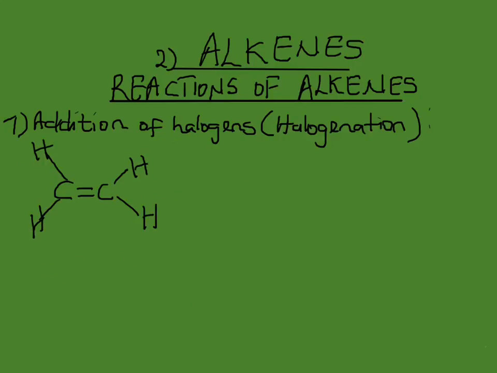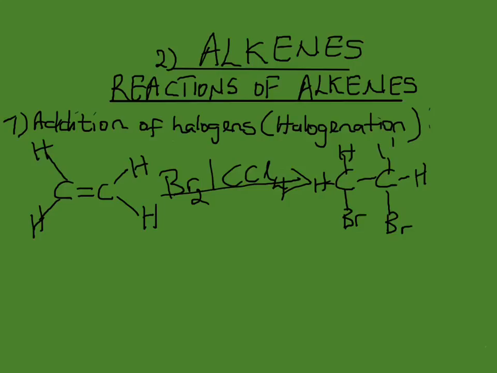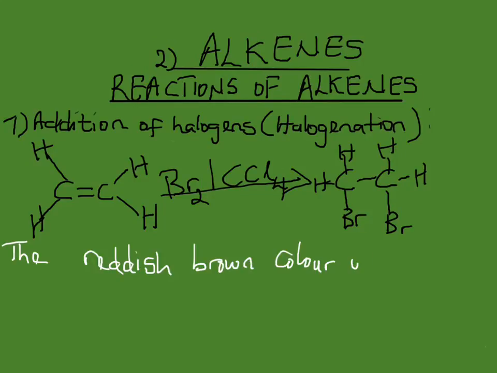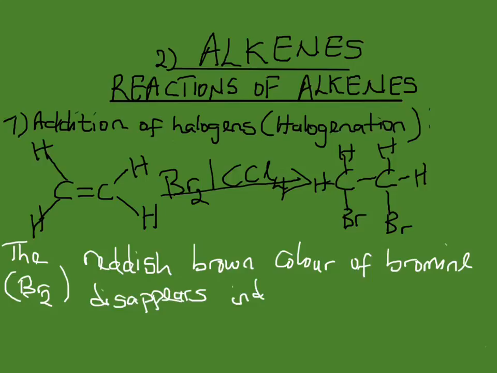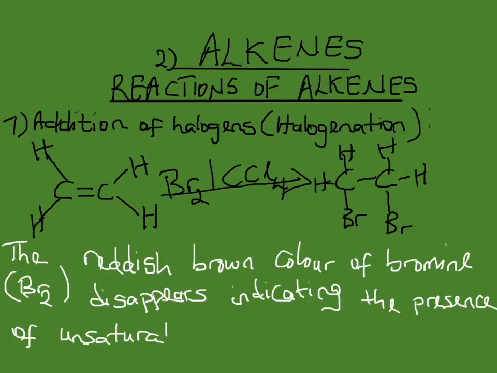The next example we see there: ethene plus bromine in the presence of tetrachloromethane is going to yield 1,2-dibromoethane. The reddish brown color of bromine disappears, indicating the presence of an unsaturated hydrocarbon.